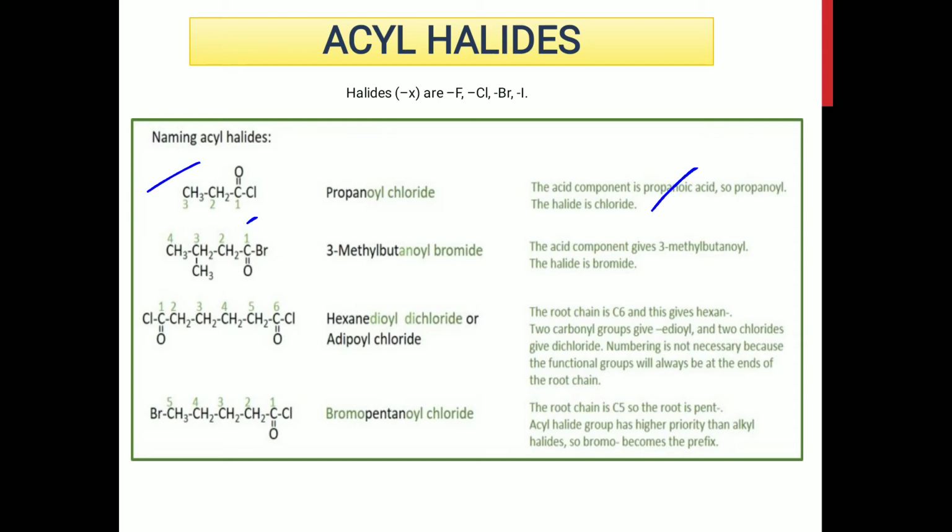Now moving towards the second one, here we have 4 carbons, that means the acid component will become butanoic acid. But here we have an acyl halide group, that is COBr, meaning oyl bromide will become the suffix, right? And we have one substituent, that is a methyl group, at the third position. So the name becomes 3-methylbutanoyl bromide.